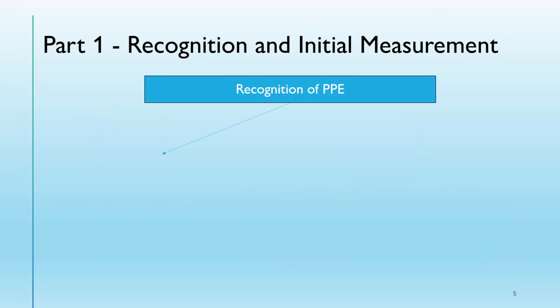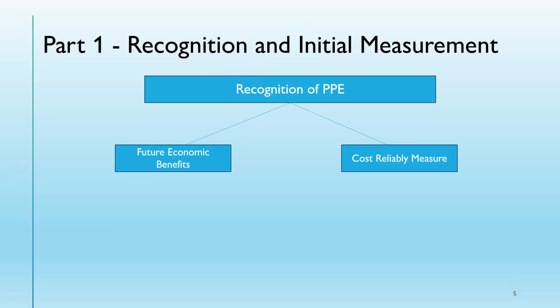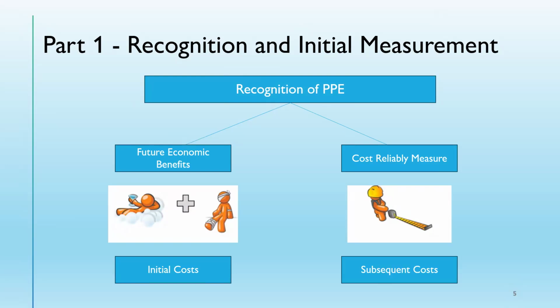Recognition of property, plant, and equipment. An item of property, plant, and equipment is recognized in the financial statements of the entity where it is probable that future economic benefits will flow to the entity. That is, it's likely that the asset will contribute to the future cash flows of an entity. Example, a machine installed in a factory to produce goods. And the cost of the asset can be measured reliably. The asset is measured at initial cost plus subsequent cost.